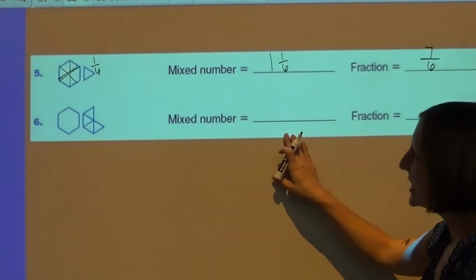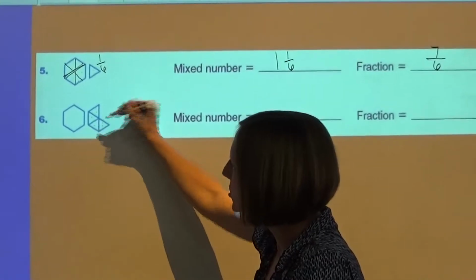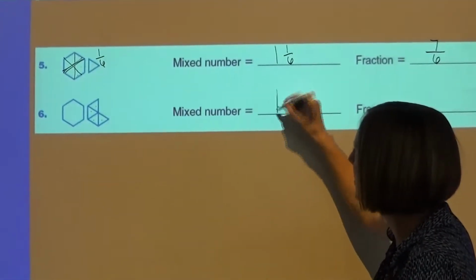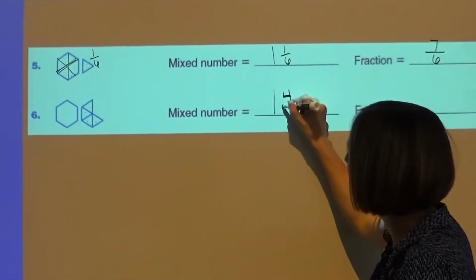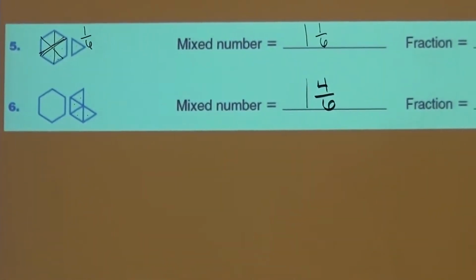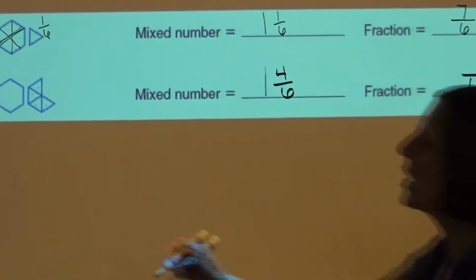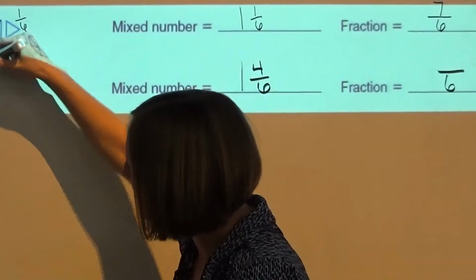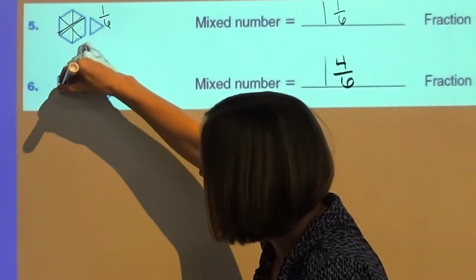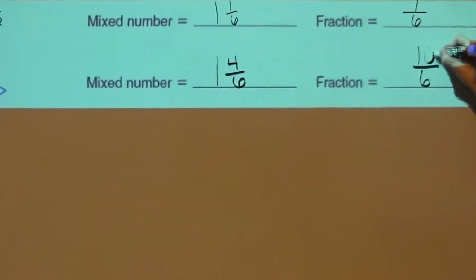In problem number 6, I have one whole hexagon, and then I have some more triangles. So here I have one whole, and then 4 out of the 6 it would take to make the other hexagon. If I wrote that as a fraction, we're still talking about 6. But now I know that this is worth 6/6, and I have 4 more, so I have 10/6 altogether.